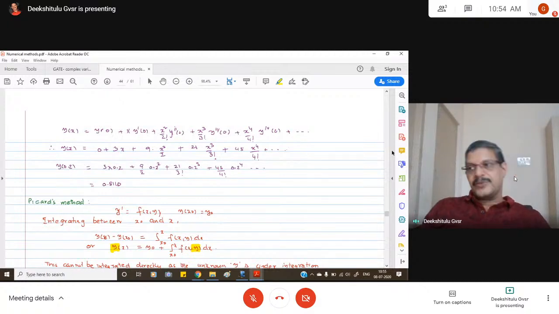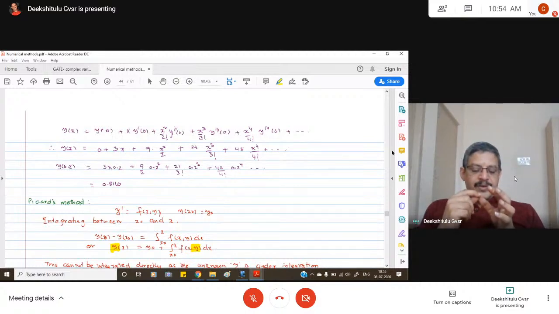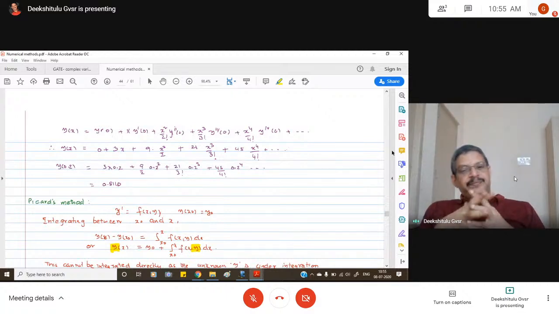Obviously, what happens is when h is very, very small, if you want to find the value of the function at xi in an interval like this, it becomes difficult because it goes very slowly. It covers the interval very slowly.